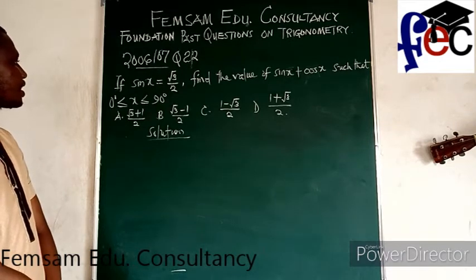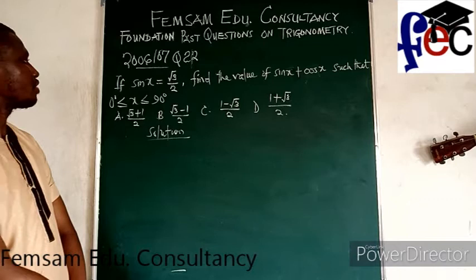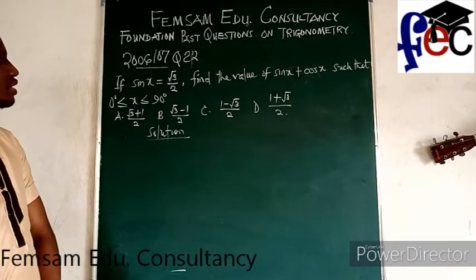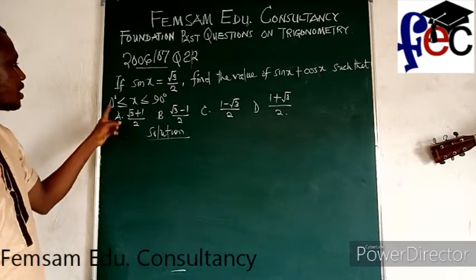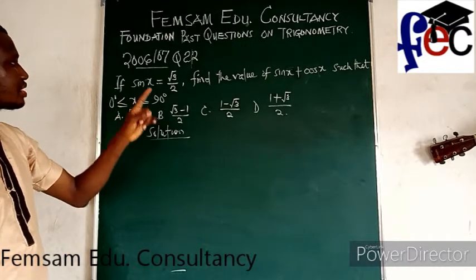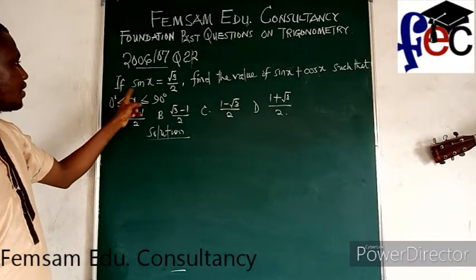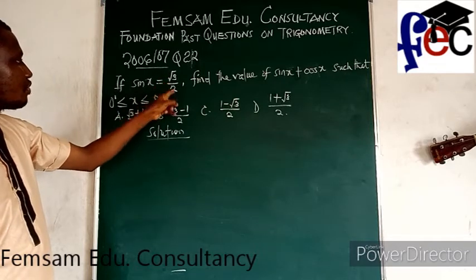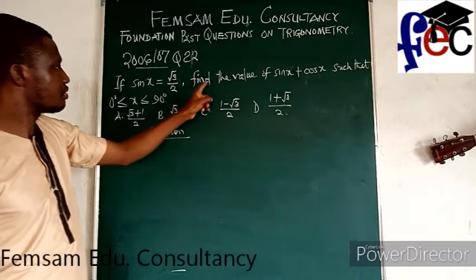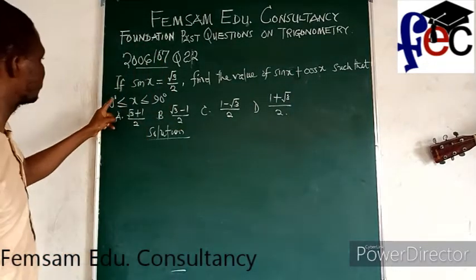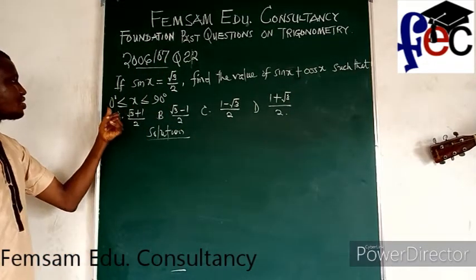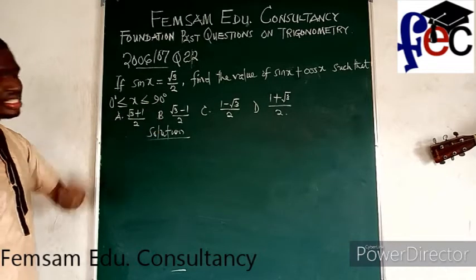If sine theta equal to root 3 over 2, find the value of sine theta plus cos theta such that 0 degree. Oh, sorry, I said theta, x. If sine x equal to root 3 over 2, find the value of sine x plus cos x such that x lies between 0 degree and 90 degree inclusive.